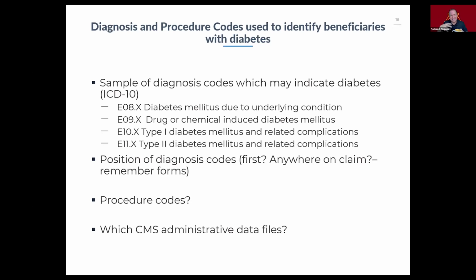So we probably need a set of codes, and we need to figure out what is the proper set of conditions. Again, where do we find those? Just the first position? Anywhere on the claim? Remember the forms that you saw in the claims data sources and processing segment. There are a lot of positions for diagnosis codes on a claim form. Do we just take the first one, maybe the first couple?